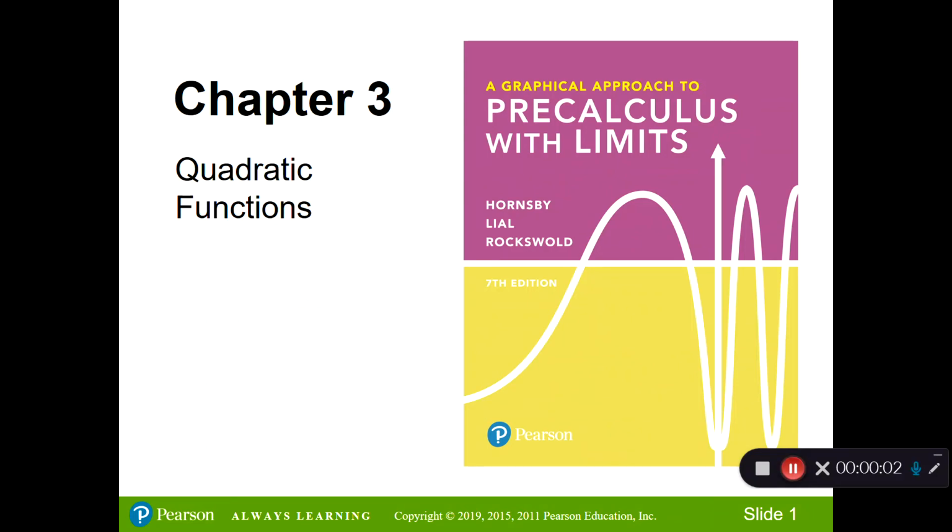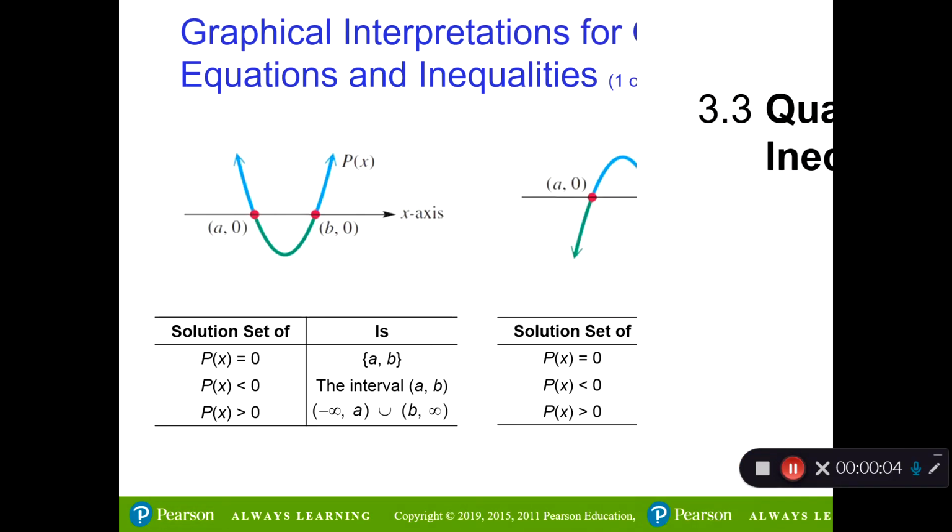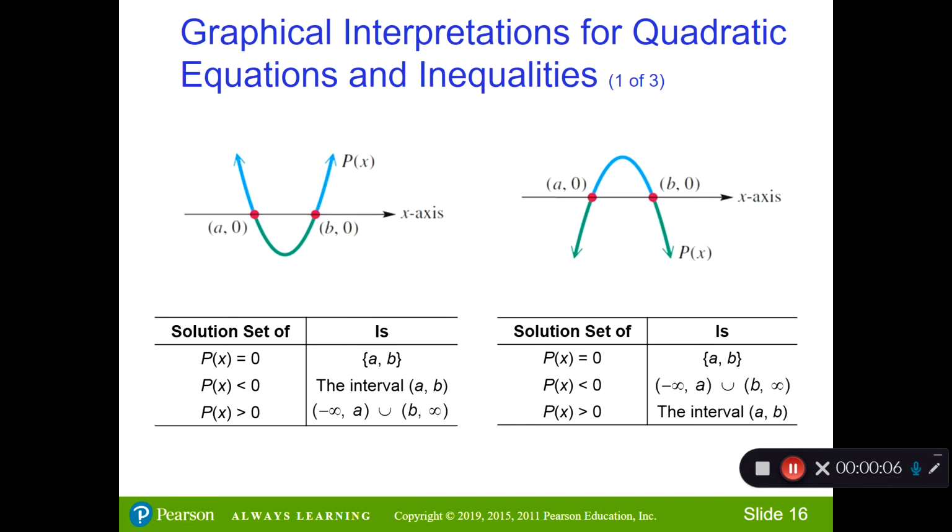Now let's talk about quadratic inequalities. So we looked at solving quadratic equations either by factoring, completing the square, or the quadratic formula. And what we found is that the solution set of the equation equals 0 is the same as finding the x-intercepts on the graph. So wherever we cross the x-axis, that's our solution set for the equal statement.